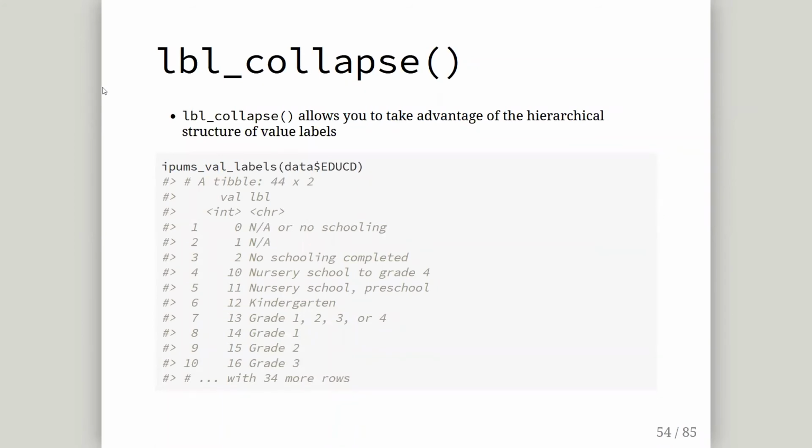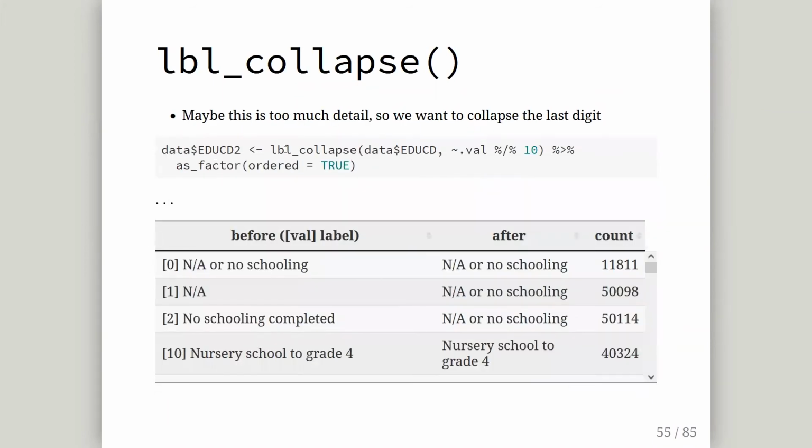That allows you to take advantage of the hierarchical structure of IPUMS value labels. So the education variable here has this hierarchical structure where values between 0 and 9 are all NA or no schooling. Values between 10 and 19 are all different levels of detail of nursery school to grade 4. And so maybe this is too much detail for your analysis. Like if you want to do a visualization, this might be too many education categories to display in a visualization. So how do we collapse that down? In this case, we just want to collapse the last digit.